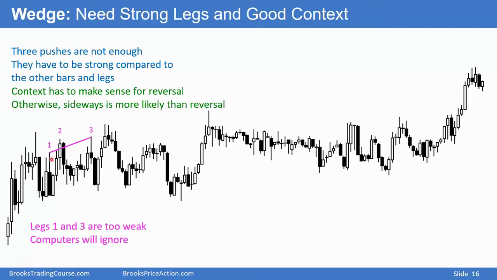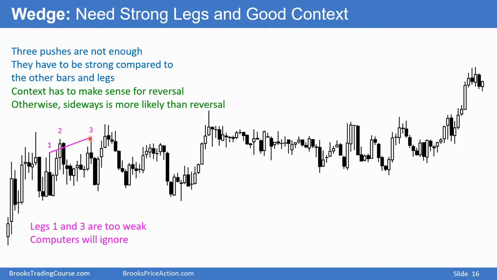Here we have a wedge, 3 pushes up, 1, 2, 3, but there's nothing to reverse. The market is really not going up all that much. It's simply part of a trading range, and therefore the reversal down is probably going to lead to more trading range. Leg 1 up, reversal down, not all that strong up.